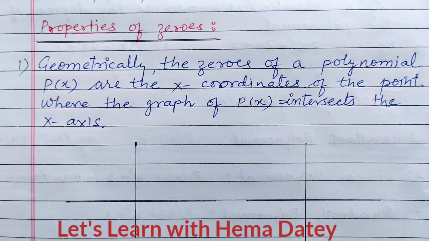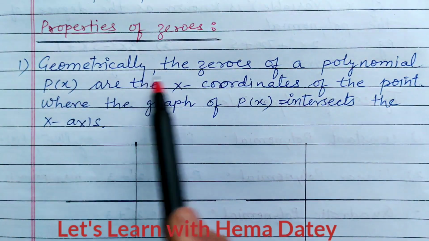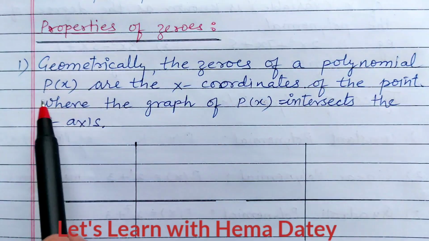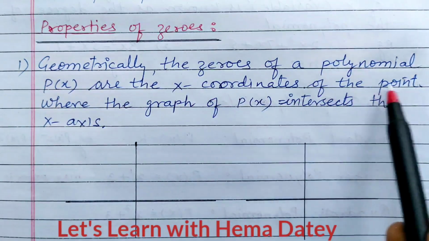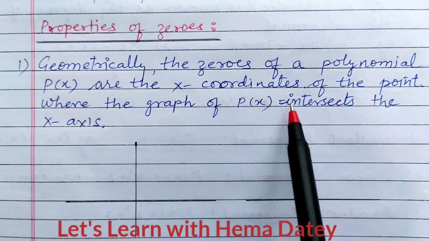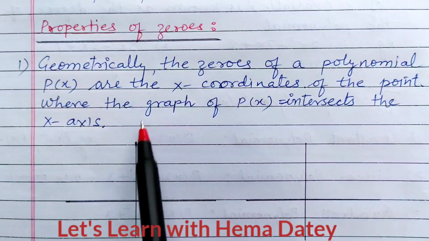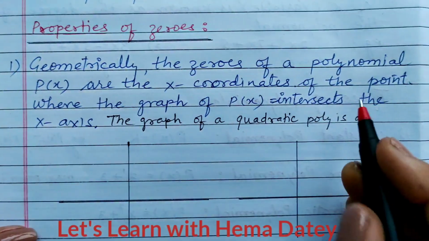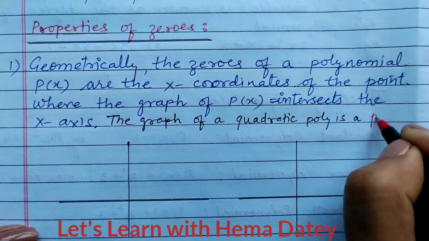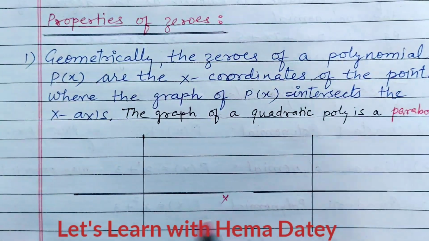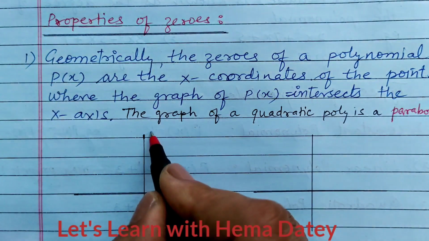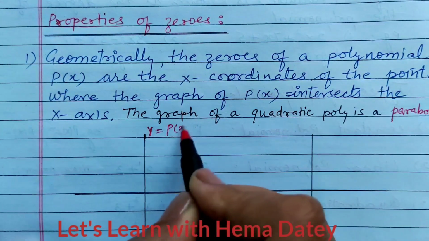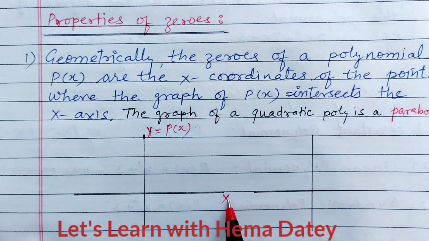Next, properties of zeros. Geometrically, the zeros of a polynomial p(x) are the x-coordinates of the points where the graph of p(x) intersects the x-axis. The graph of a quadratic polynomial is a parabola. I have drawn the horizontal x-axis and the vertical y-axis. We can write y equals p(x).